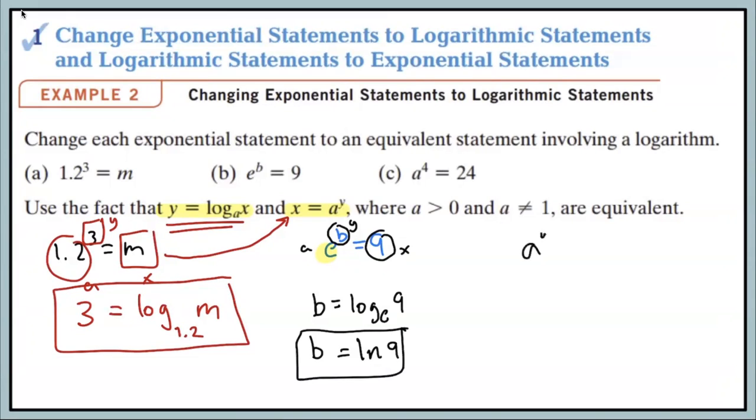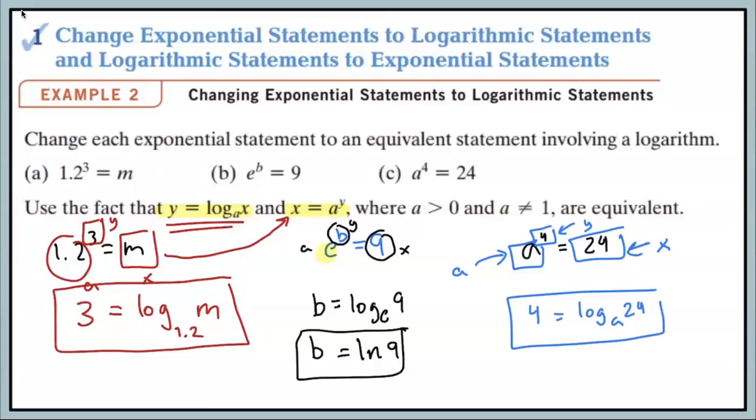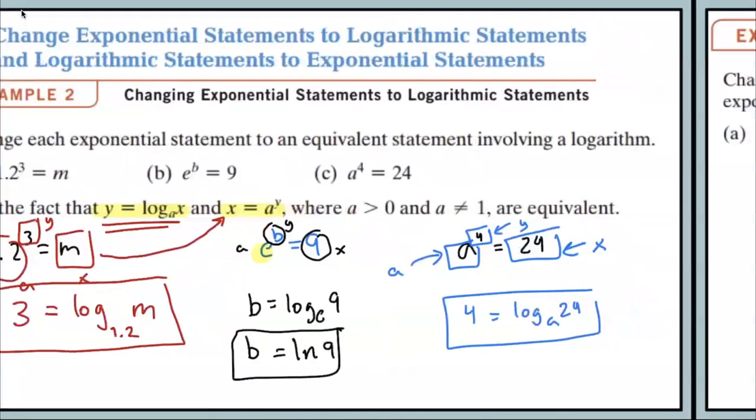a to the power of 4 is equal to 24, right? Once again, our a here is a. Our 4 here is y, and our 24 here is x. So 4 is equal to log base a of x, which is 24. This is saying a to the power of 4 is equal to 24. And that's the basics of it. The more you do it, the easier it gets. We're going to have some problems you can practice on your own later on in class.